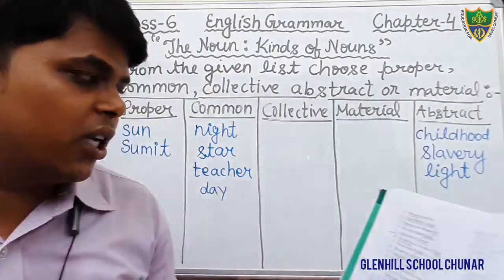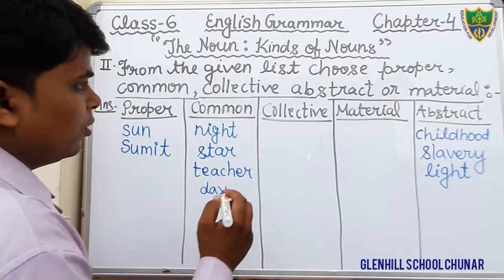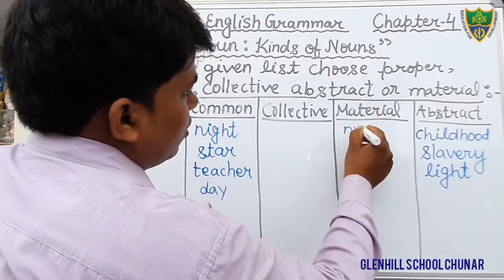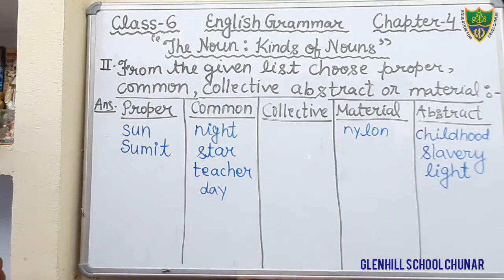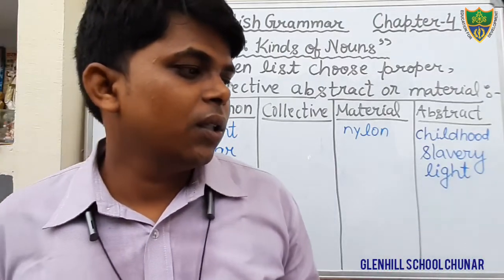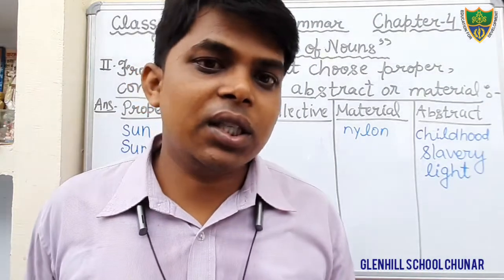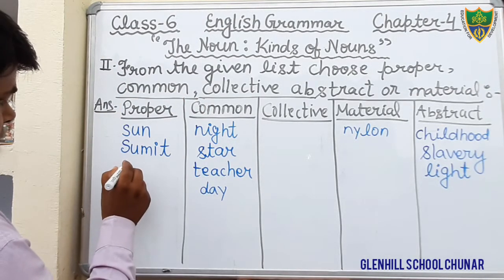Okay, students? Next, nylon. Okay, that is material noun by which we can make so many things. So that is material noun. Okay, nylon. Okay, students? So come to the next row. Sky. Sky, there is only one sky in this world, so that is proper noun. Okay? Sky.